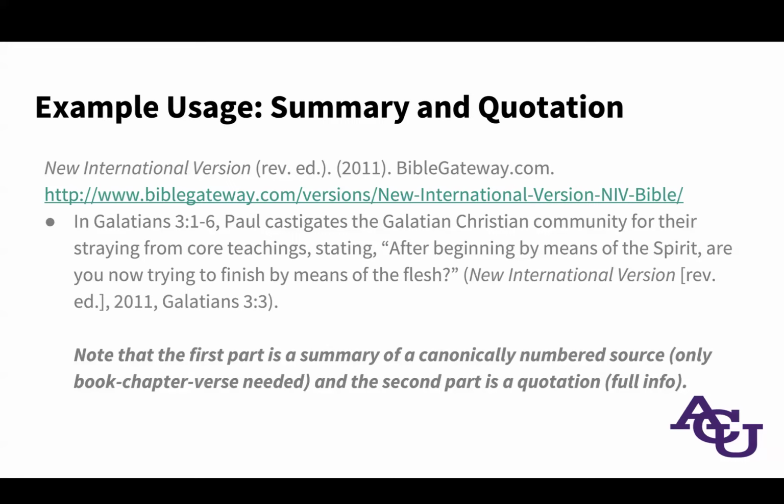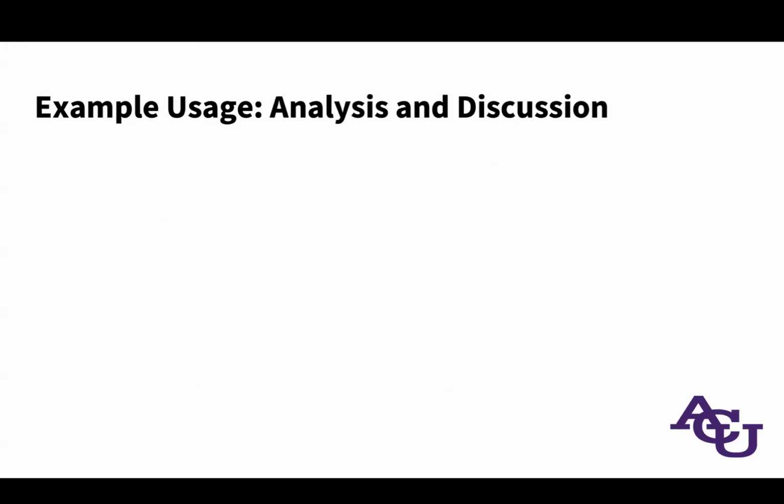Now, we've got two things mashed up in that sentence. The first part is the summary. That's the Galatians 3:1-6, and then the discussion after it. And we've got the quotation at the end, which requires that larger set of information because that's how APA requires that you identify specific direct quotations.